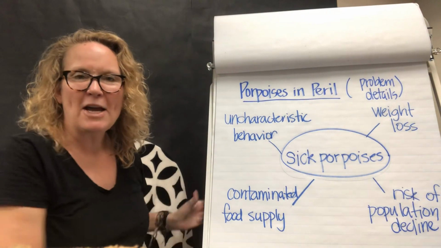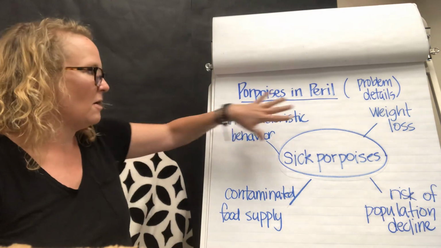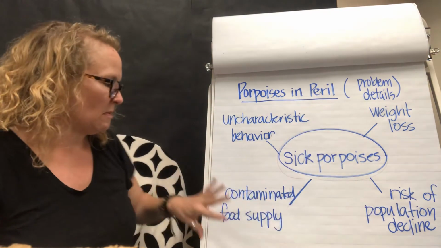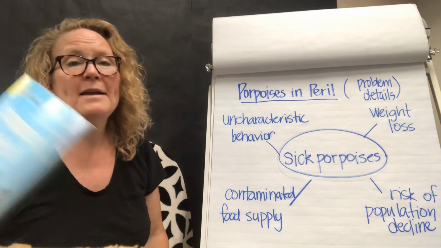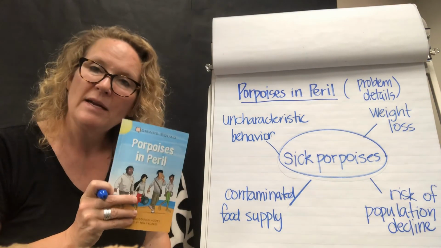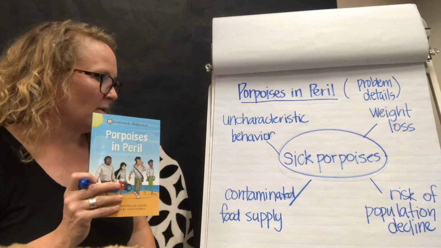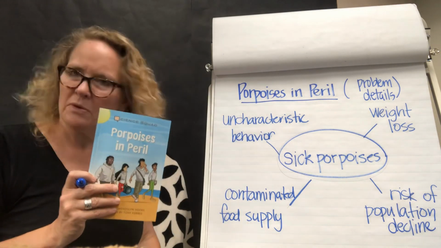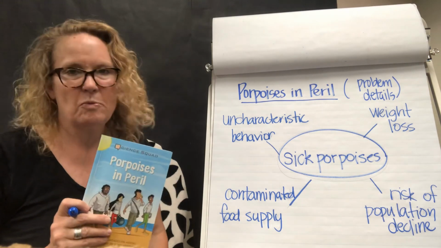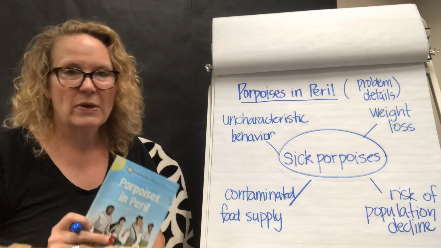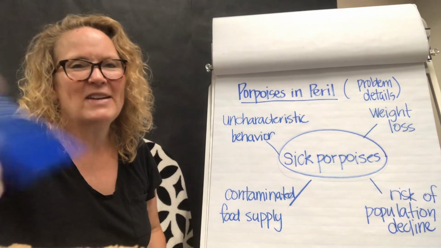Take a moment right now, if you haven't already, to pause your video. Make sure that you have all 4 of the problem details that we're aware of right now. Feel free to go back and read pages 3 through 9 and remind yourself about the problem details in Porpoises in Peril, and make your own predictions about what's going to happen next. How are the scientists going to study the porpoises? I wonder what they'll discover. I'm very, very curious. So tune in for our next video to find out.